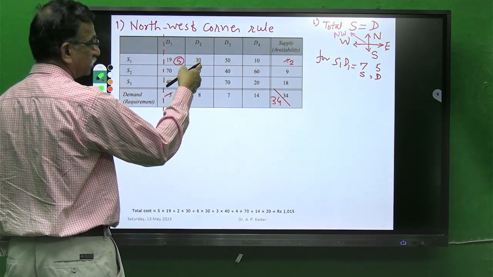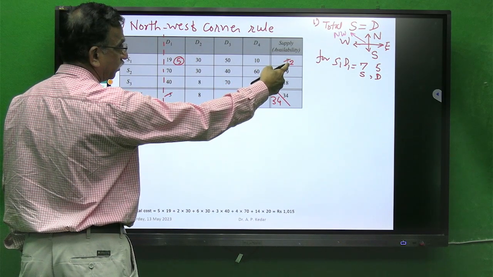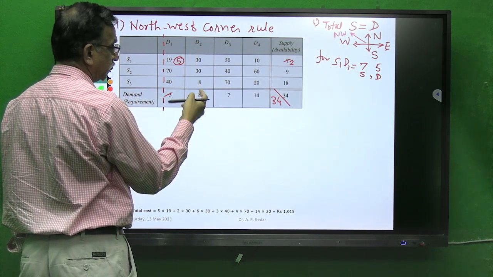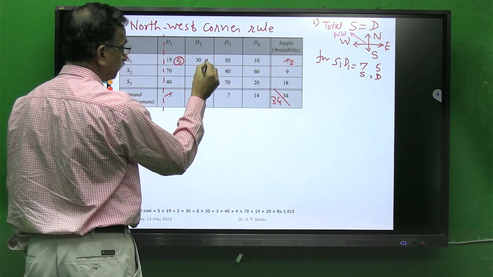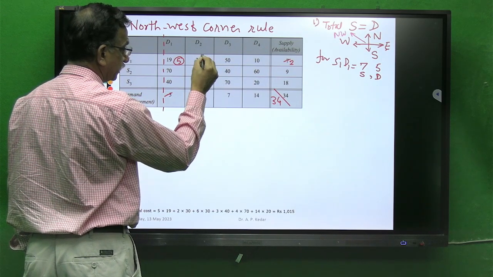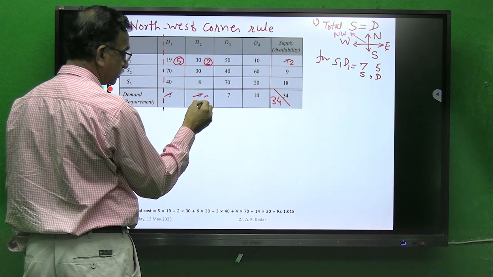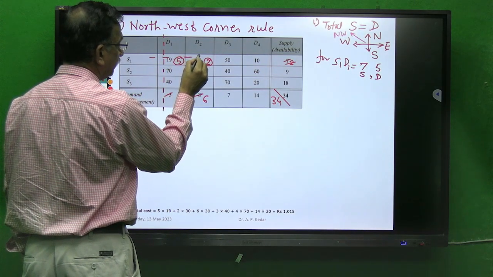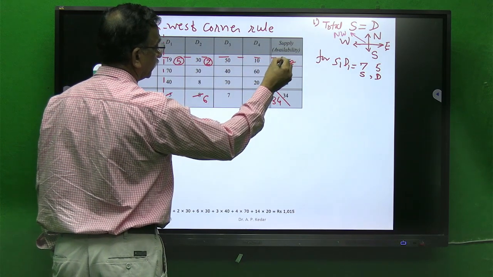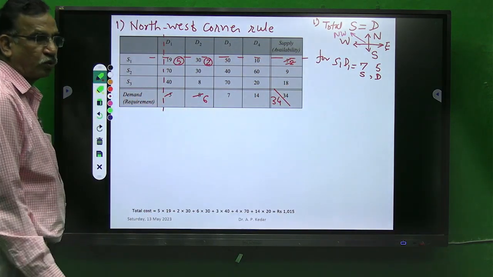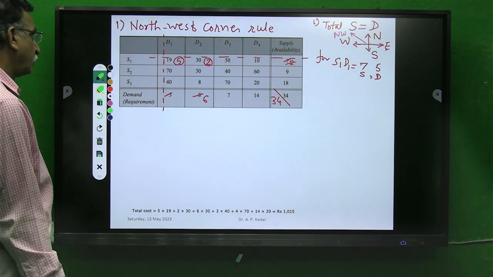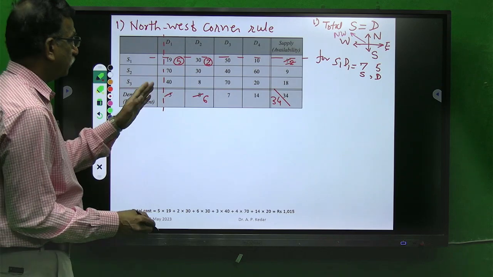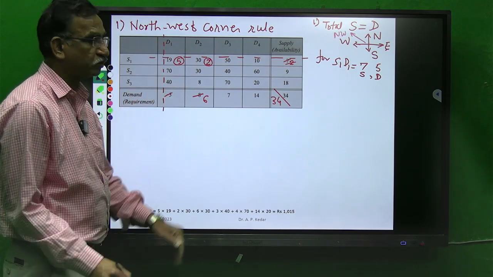So for this cell I have a total supply availability of 2, but D2 demands 8. So we will supply 2 to this particular center, this 8 will become 6, and this 2 will vanish. The moment it is vanished, make a habit of crossing off that particular row. Got it? Now the first row and first column are over.